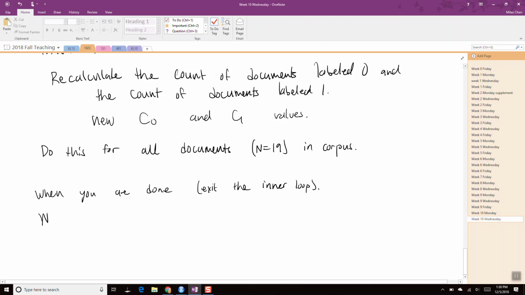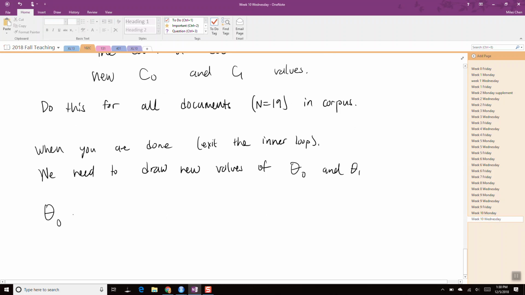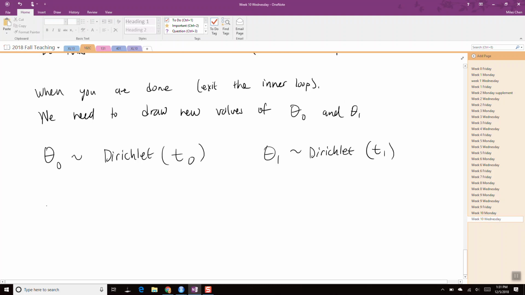Okay, we need to draw new values of theta 0 and theta 1. Okay, and so theta 0 will come from a Dirichlet distribution given a vector t0, and theta 1 will come from a Dirichlet with vector t1. Okay, t0 is just equal to the total word counts for all docs in class 0.